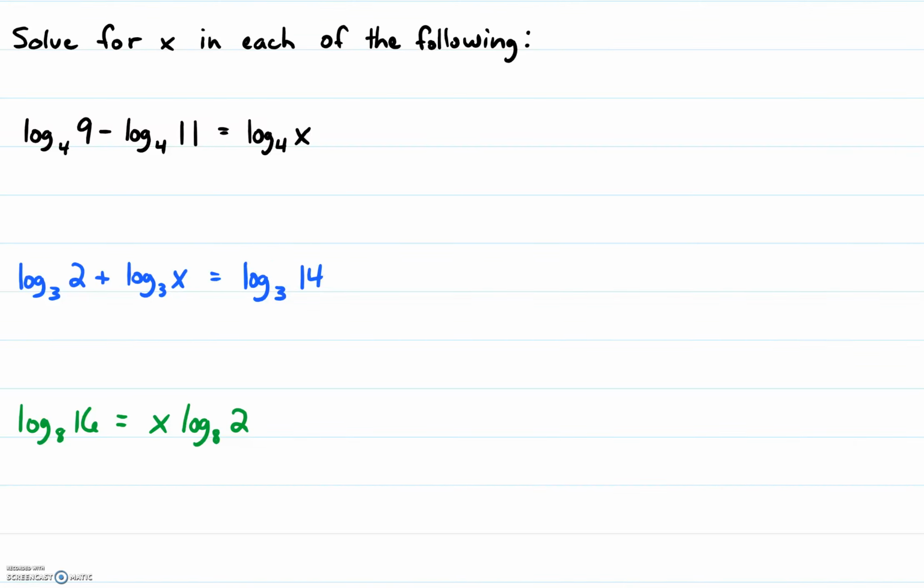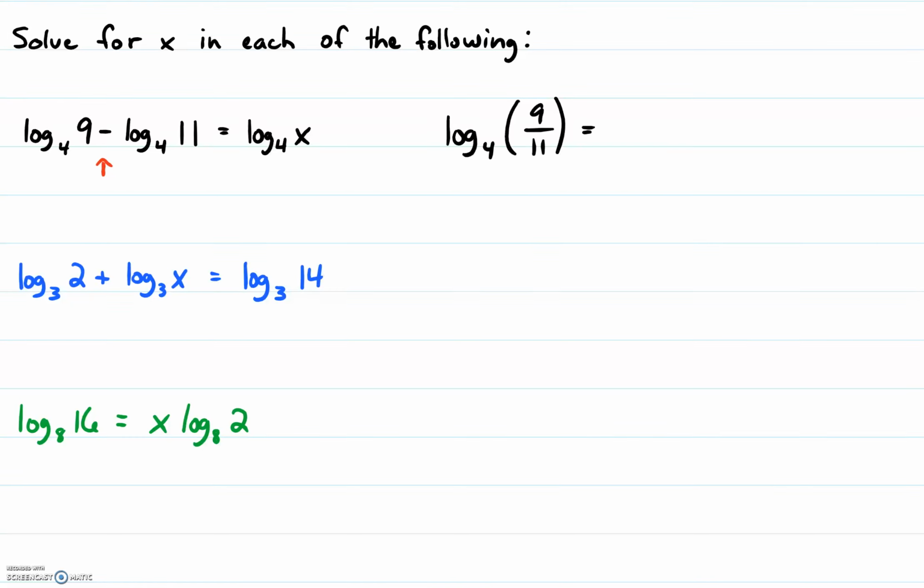so that's just something to look out for in the real world. So now what we can do for this one is, since we have two logs that are being separated by a subtraction, we can turn that into one log where we divide what is inside of the original logs. And so in other words, log base 4 9 minus log base 4 11 becomes log base 4 parentheses 9 divided by 11. And again, that's because there was subtraction. Subtraction between two logs is the same thing as division between the two things inside of the two logs.